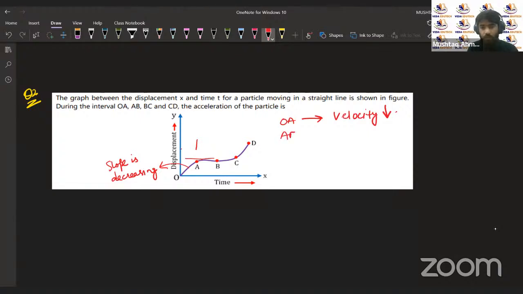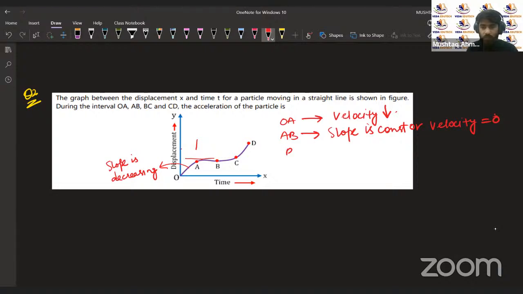We can say that from A to B, the slope is constant, or we can say velocity is 0, right? If the velocity is 0, it means the particle is at rest between A to B.